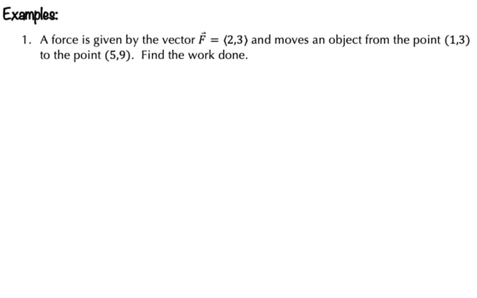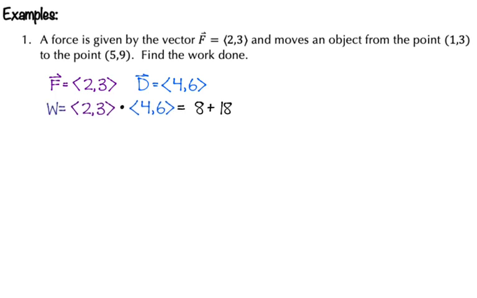So here's our first example. A force is given by this vector 2, 3, and it moves an object from 1, 3 to 5, 9. Those are points, so we need to find that other vector. Moving the object from this point to that point, that's the displacement vector. So we've got the force vector 2, 3, and the displacement vector, using these two points, we find is 4, 6, because we went from 1 to 5, which is 4, and from 3 to 9, which is 6.